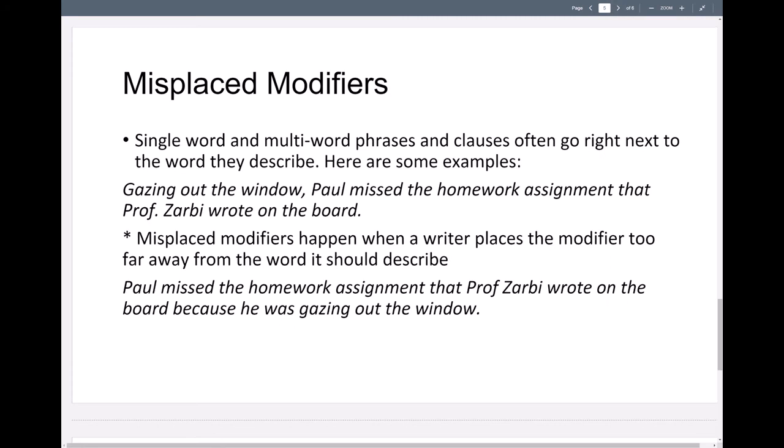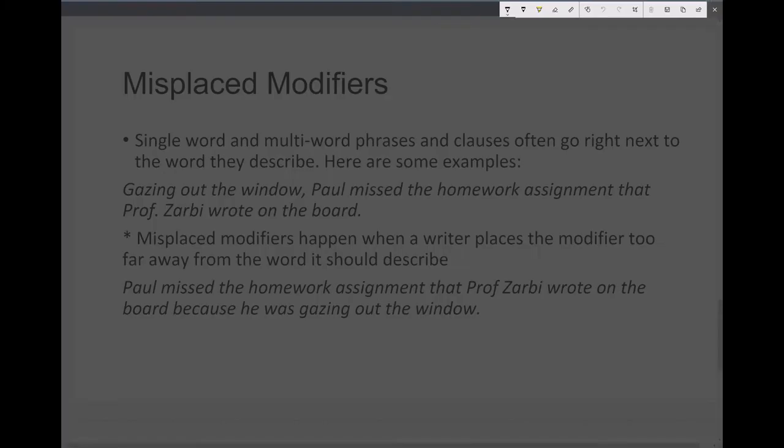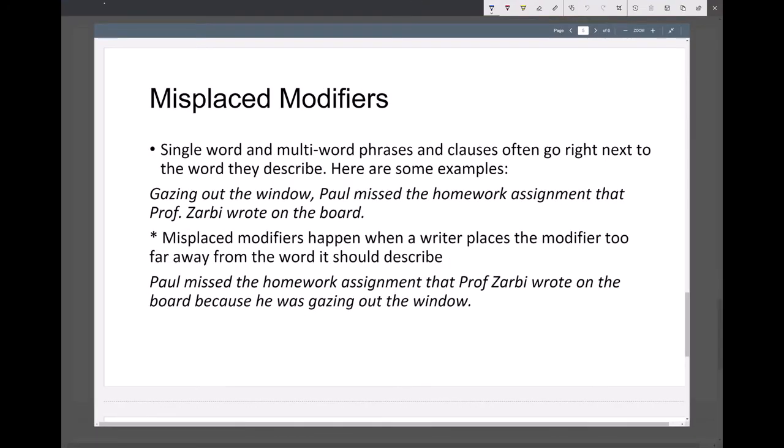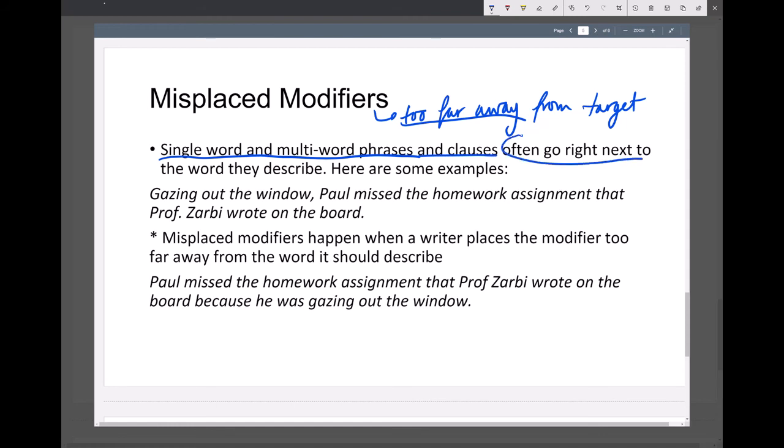And here's the next type, the other type for today, and it's called misplaced modifiers. Now, misplaced modifiers, they do have a target, but the modifiers are too far away in the sentence from the target. So again, the target is there, but it's too far away. So your modifiers can be single word or multi-word phrases or clauses, and remember, they should go right next to the target words.